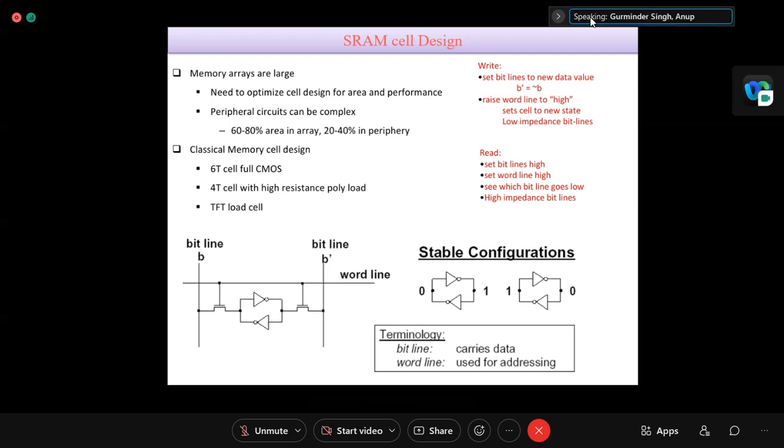Seven gates are there in digital circuits. How many? Seven gates. Seven, yes, sir. Okay. May I know your good name, please, sir? I am in presentation mode, I cannot see anyone right now. My name is Gurminder.